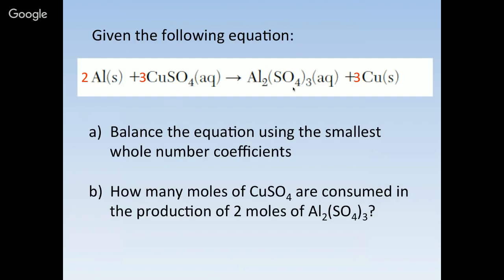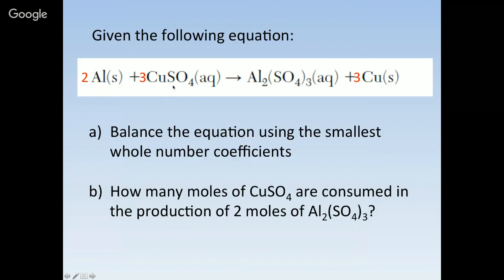Okay, so now if we're looking at this equation, it says how many moles of CuSO4 are consumed in the production of 2 moles of Al2(SO4)3. So we have moles of something to moles of something else. We're not converting a mass to moles, so we can't use the equation on the back of the reference table, but we can look at our mole ratios.